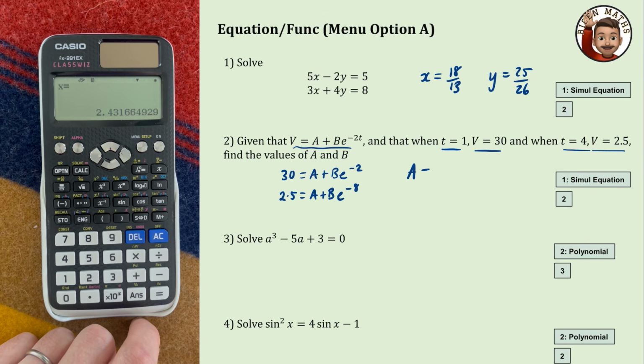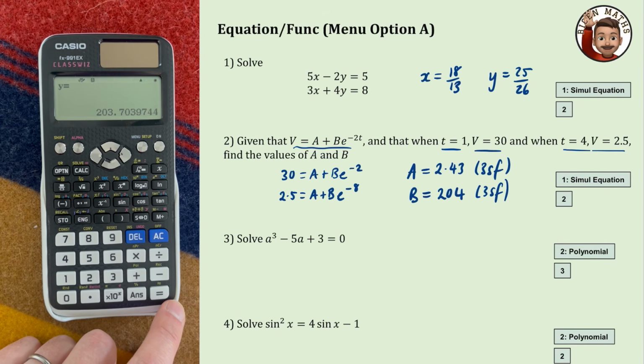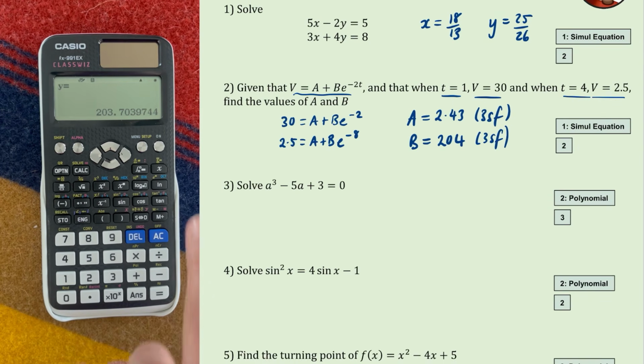So it says x equals... Obviously, we're talking about a here, so it's going to be 2.43 to 3 significant figures. And then when I press equals again, they say y, but we know that it's actually referring to b, and that's 204 to 3 significant figures. Okay, so we're now going to have a look at other things you can do with this.